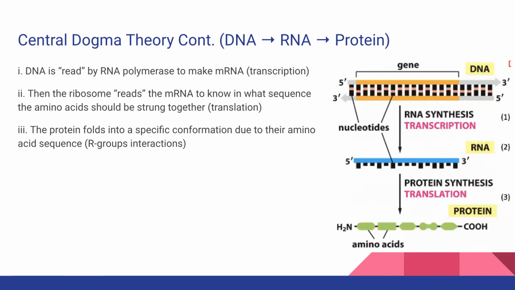So DNA is read by RNA polymerase, which makes mRNA, that's transcription. Then the ribosome reads mRNA to know what sequence the amino acids should be strung together in, that's translation. And then the protein folds into a specific conformation due to its amino acid sequence. So the R groups determine the primary, secondary, tertiary, quaternary structure.